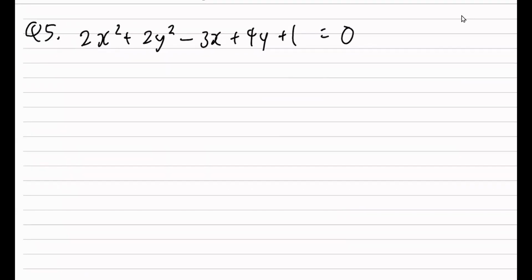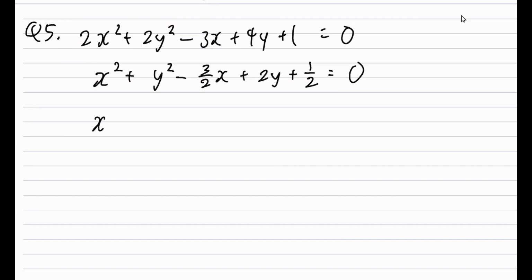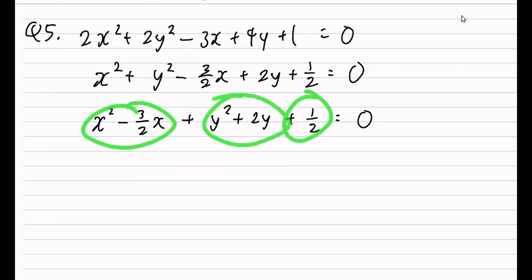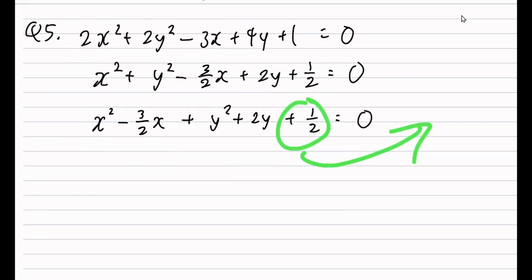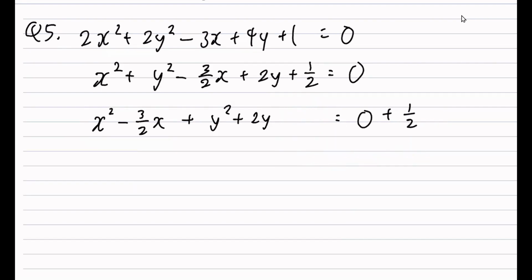Divide everything by 2. Is that a good idea? Okay lah, can. I am very scared of dividing by 2 because I'll introduce fractions, but okay lah, not too bad. Then let's bring them together since it's getting a bit scary with a lot of terms. Like this. x squared with x, y squared with y. Constant. What do you do with constant? Bring over. So bring over, you get minus half.